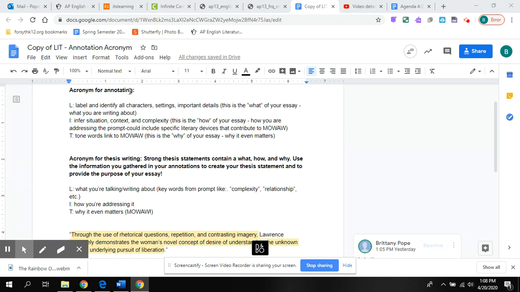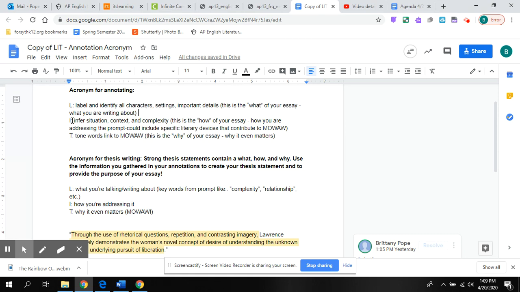To start with, let's look at annotating, right? So L stands for label and identify all of your characters, your settings, the important details. This is the what of your essay, okay? So what you're writing about. If you think about this too, you're labeling things in your prompt, think about the do: what are they actually asking you to do?